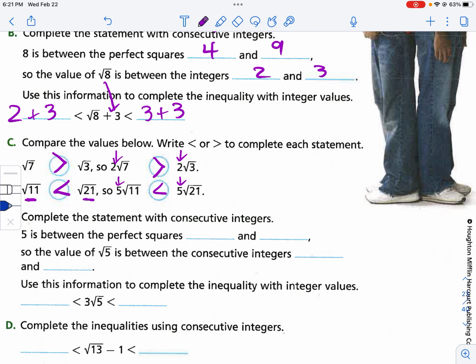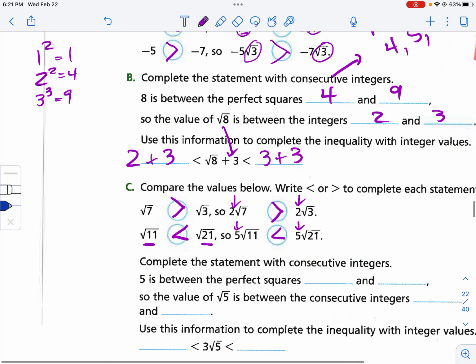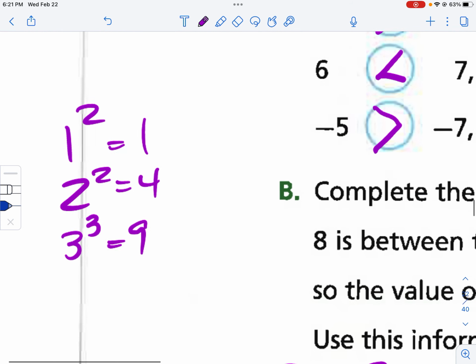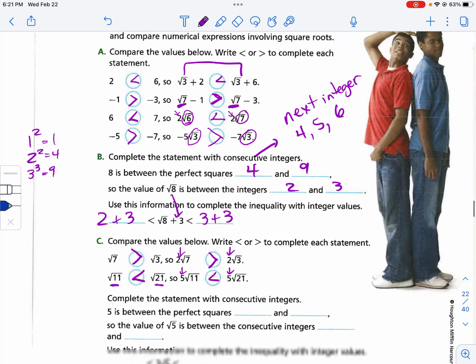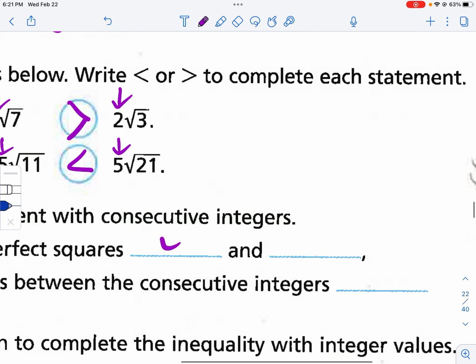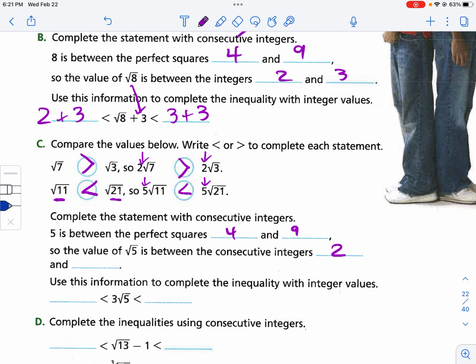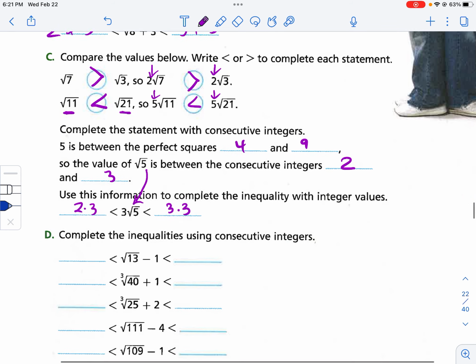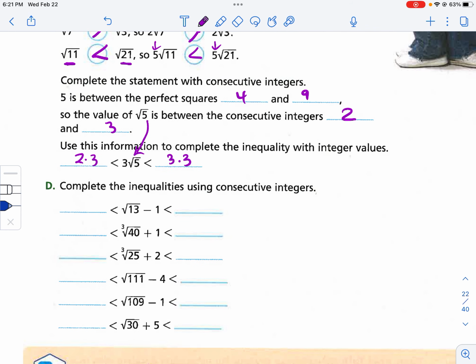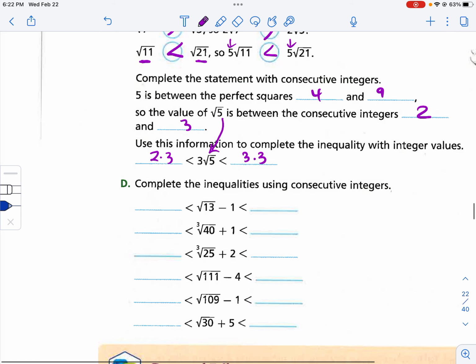Okay, so 5 is between what perfect squares? So let's go back up here. 5 is between 4 and 9. So that means it's between 2 and 3. All they've done here is multiplied by 3. So I'm going to take 2 and multiply by 3, and I'm going to take 3 and multiply it by 3. Okay, so we're going to look at these.